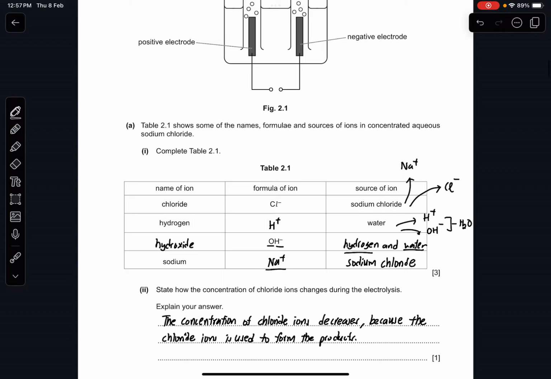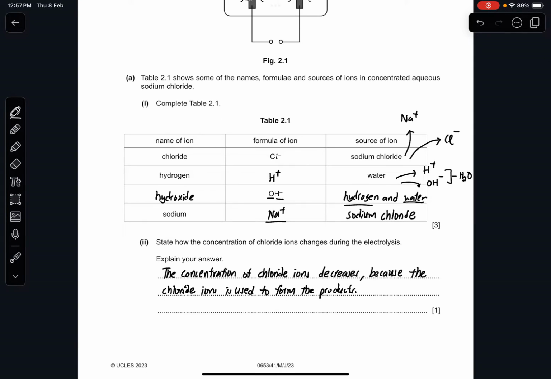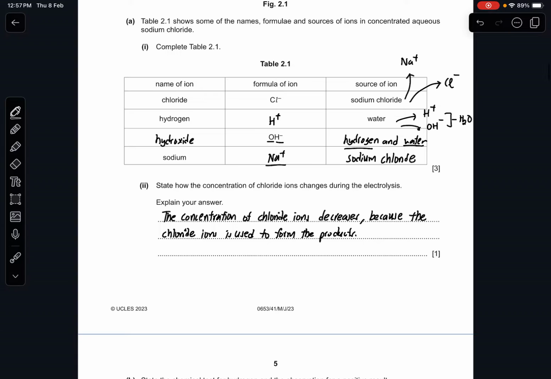Sodium Na plus, sodium chloride. Alright. Part 2. State how the concentration of chloride ions changes during the electrolysis. Explain your answer. So they're asking you what is the effect of the changes in the concentration of these ions. So it will decrease. That is the key part. Why? Because the chloride ions will be used to form the products of the electrolysis.